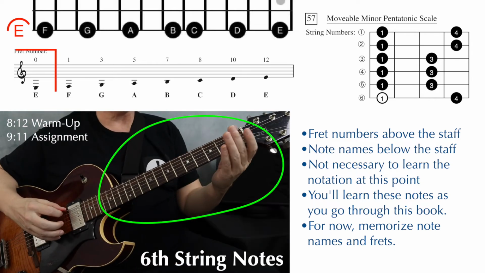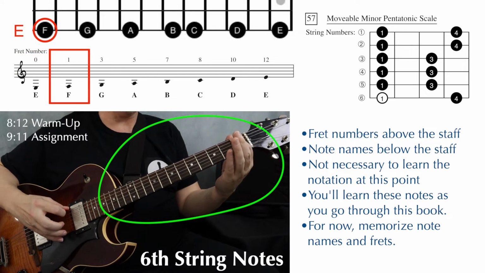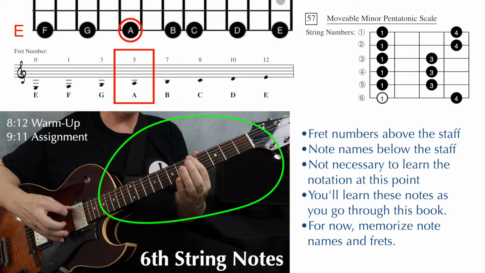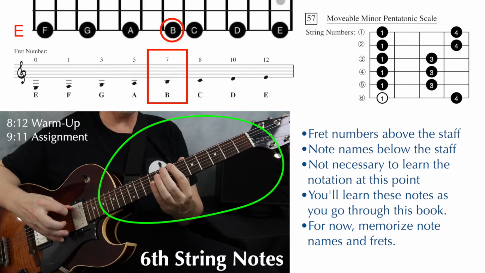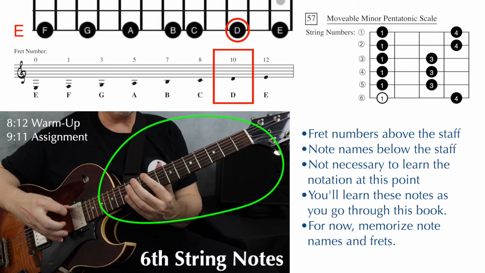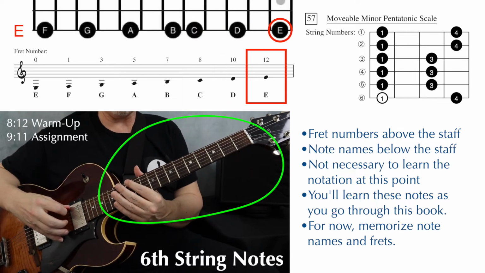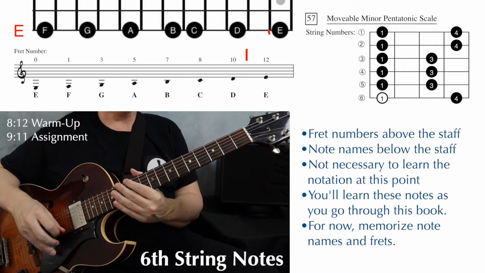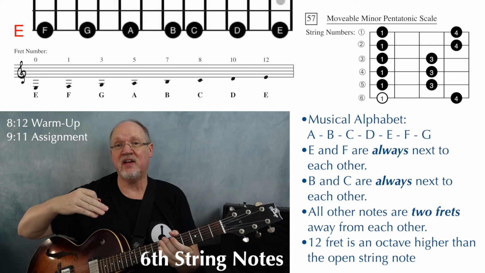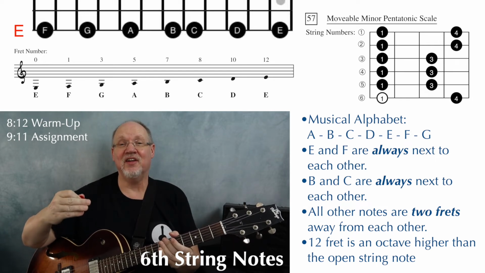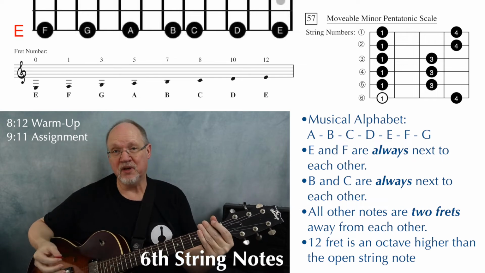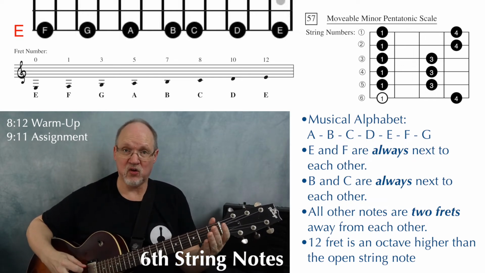So we have our open E, and then 1st fret is F, 3rd fret G, 5th fret A, 7th fret B, 8th fret C, 10th fret is D, and 12th fret is E again. And what you're doing here is playing the musical alphabet. The musical alphabet is A, B, C, D, E, F, G. Then it starts on another higher set of A, B, C, D, E, F, G. So essentially we're just starting in the middle of the musical alphabet when we start on this low E.